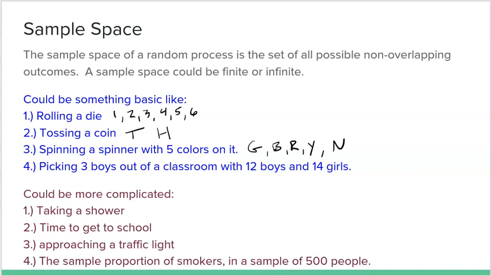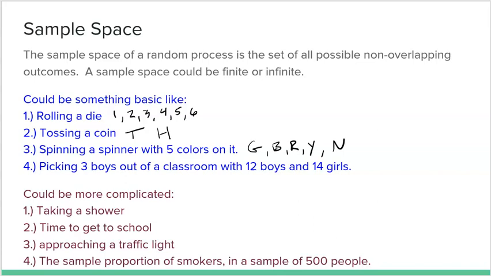Picking 3 boys out of a classroom. Now, this is going to be a little bit more complicated because there are so many different outcomes I've got to think about with 12 boys, right? I don't want any of the 14 girls to get picked, but the 12 boys, I could get Maddox, Gavin, Daniel. Maddox, Gavin, Kelsey. Maddox, Gavin, Anthony. Maddox, Anthony, Clinton.